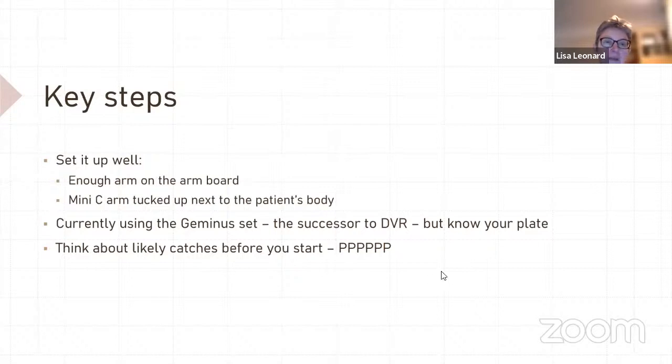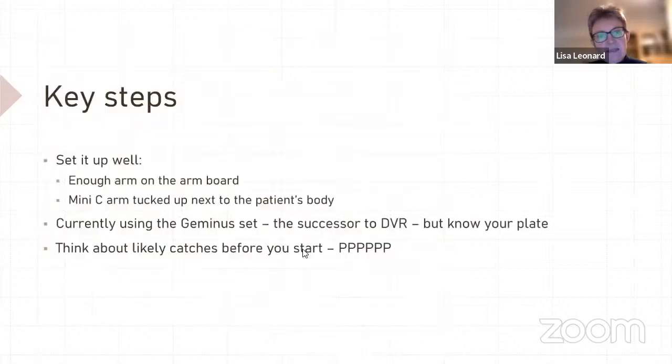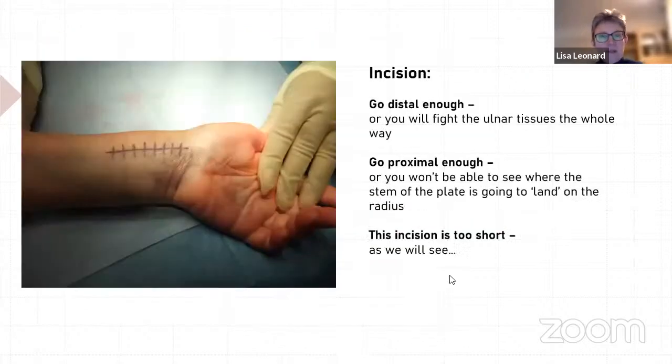We're currently using the Gemini set, but as we've all said before, there's lots of shiny sets, but you do need to know your plate and its weaknesses and its strengths. And we all know the 6 P's of poor surgical performance. So think about what you need to do. So for our lady here, you're already thinking she's got a smallish lunate fossa fragment, but I'm going to need to get at least 2 screws in that. I need to see that side of the wrist.